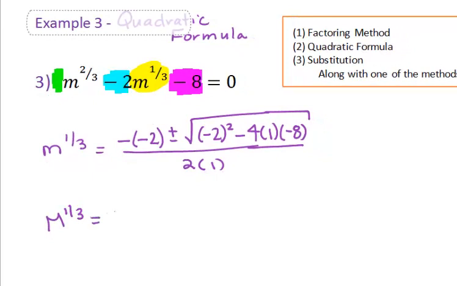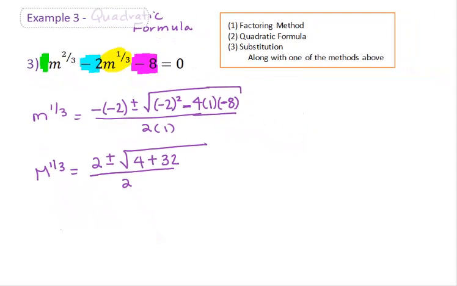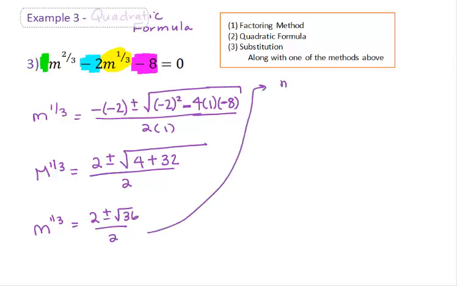Simplifying, I get m to the 1/3 is equal to positive 2 plus or minus square root of -2 squared gives me 4. I have a negative times a negative, so that gives me plus 32, all over 2 times 1, which gives me 2. m to the 1/3 is now equal to 2 plus or minus square root of 36 over 2, which gives me m to the 1/3 is equal to 2 plus or minus 6 over 2. I'm going to split these up using the addition and subtraction. So I have m to the 1/3 is equal to 2 plus 6 over 2, which gives me 8 over 2, which simplifies to 4.